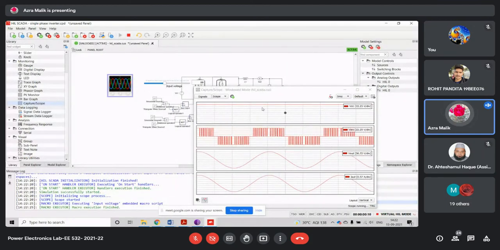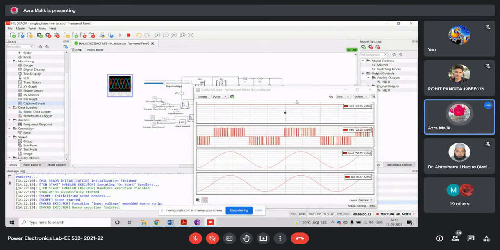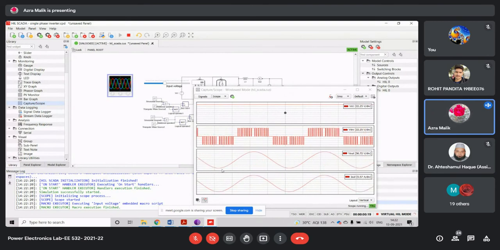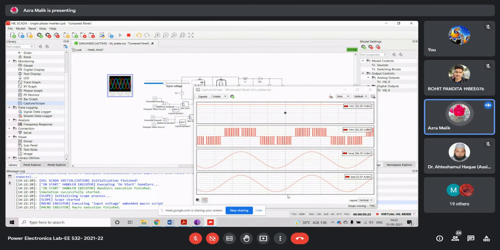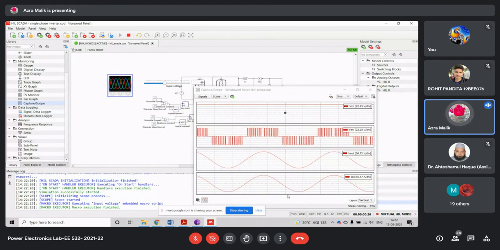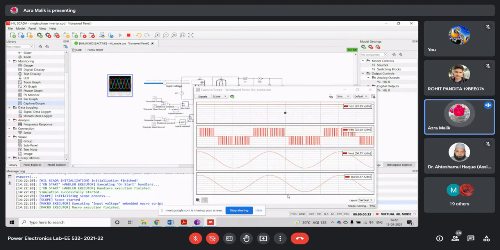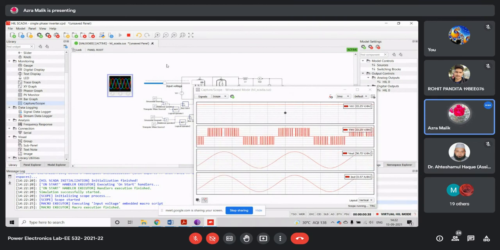So the first is the input voltage, that is the DC voltage. This is the voltage at the inverter terminals, and these are the output voltage and output current. You can see that they are in sync, they are in phase, since the load is the resistive load, and you have to do using both resistive load and RL load. I hope it is clear to everyone.